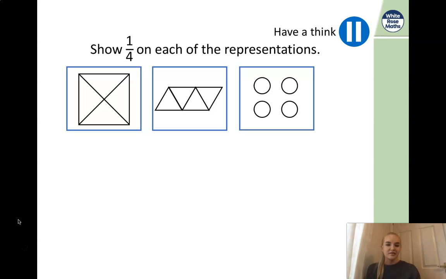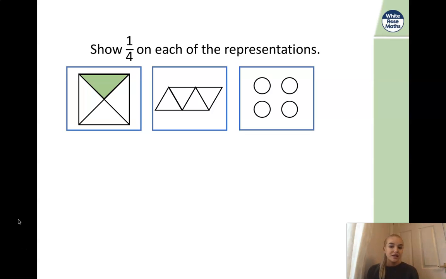You are superstars. So I can look at my first shape here. It's a square that's been cut into 4 triangles. If I want to shade in 1/4, I would shade in 1 part.